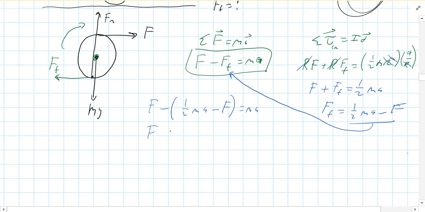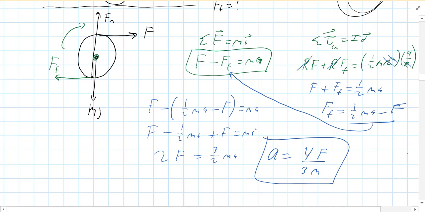I'll do a little algebra here. So we've got minus 1/2 ma there, then we've got plus F, equals ma. We've got 2F equals 3/2 ma. And if I solve for a, I get 4F over 3m. So there's the acceleration of the paper towel roll.